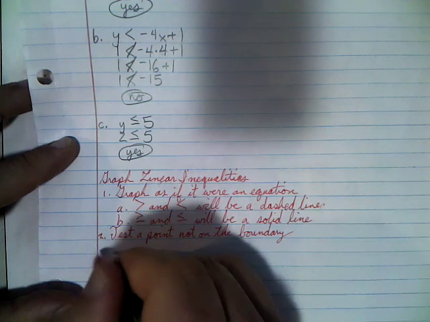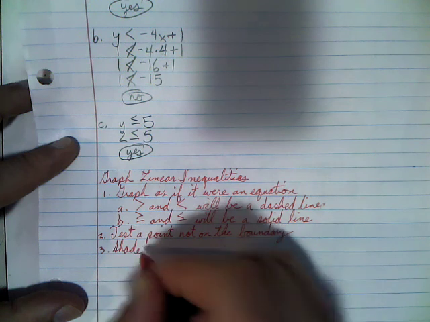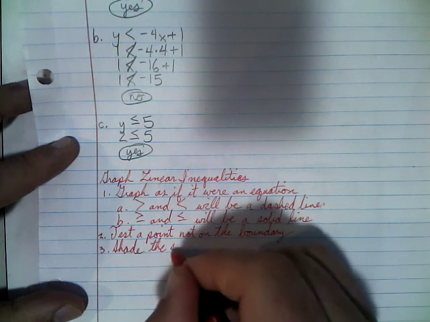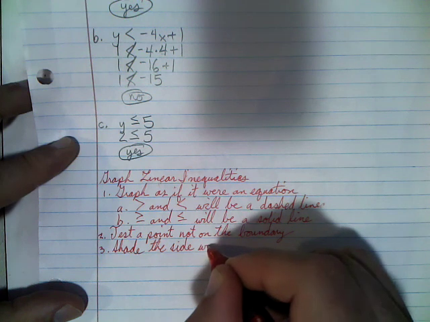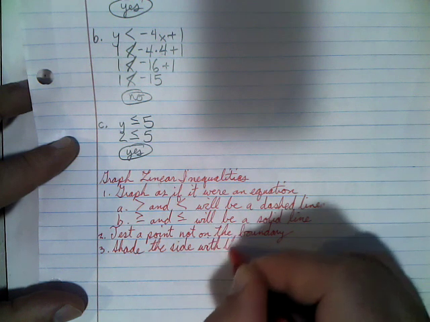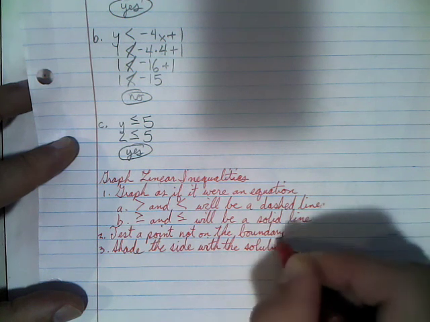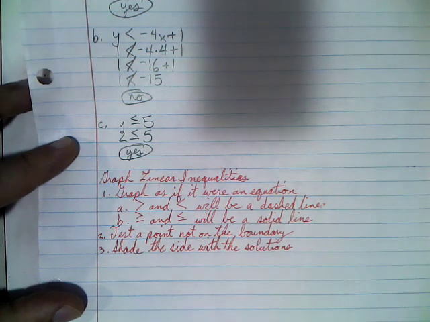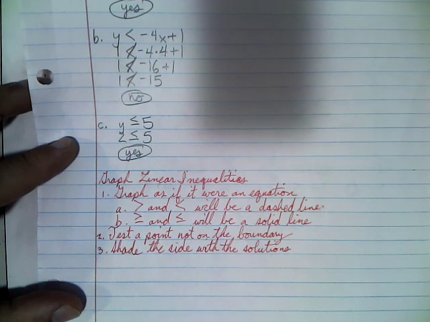Step 3, shade the side with the solutions. So if our test point works, then we know that that side of the line has the solutions. Shade that side of the line. If our test point does not work, shade the other side of the line. The solutions must be on the other side.